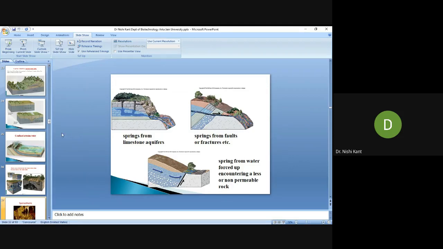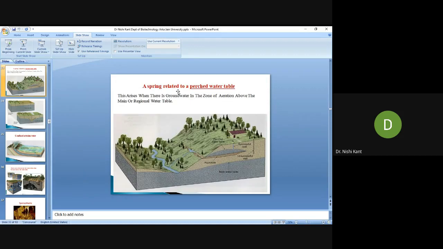A spring related to the perched water table arises when there is groundwater in the zone of aeration above the main or regional water table. Pumping of groundwater, heavy pumping, can cause depletion of the water from drawdown, and may leave many shallower wells dry at the surface.